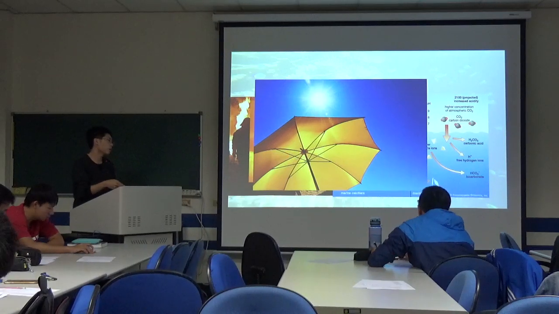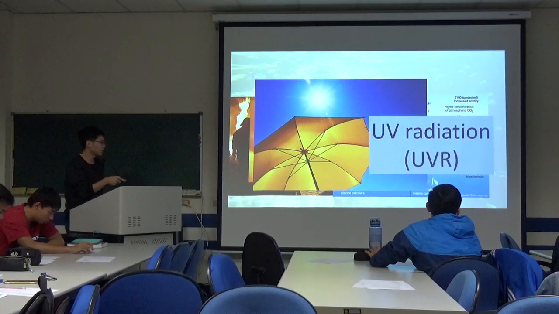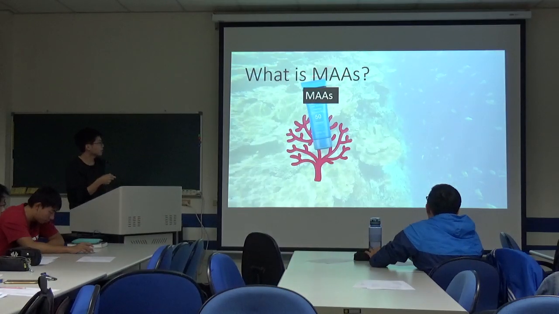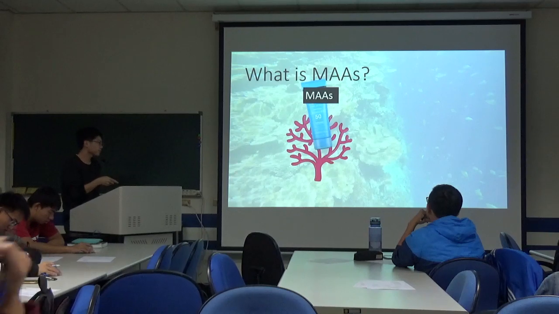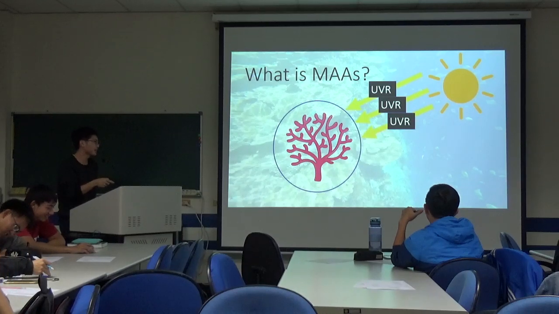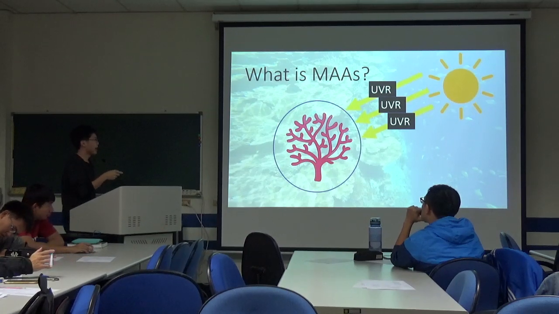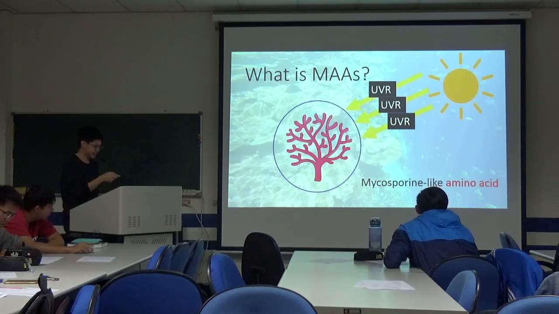UV radiation, also called UVR. I will tell you how coral are affected by UV radiation. And that's what MAAs are. They are just like sunscreen in the coral cell, and they can absorb the harmful UVR to protect the coral from damage. Actually, MAAs are amino acids often found in marine organisms.